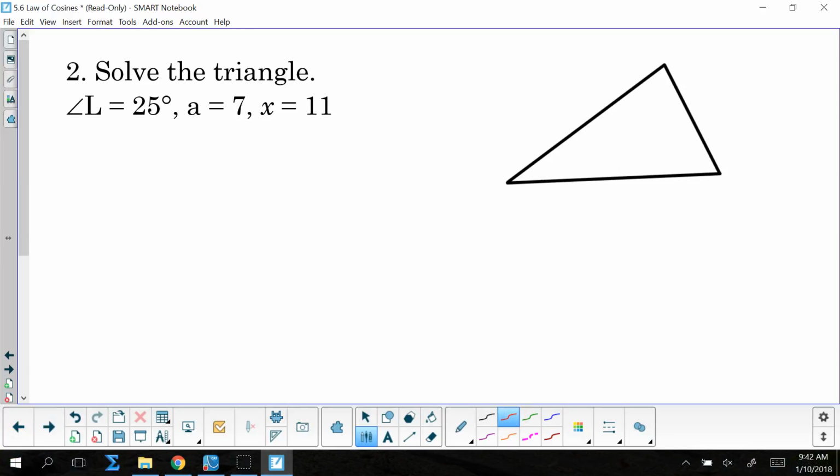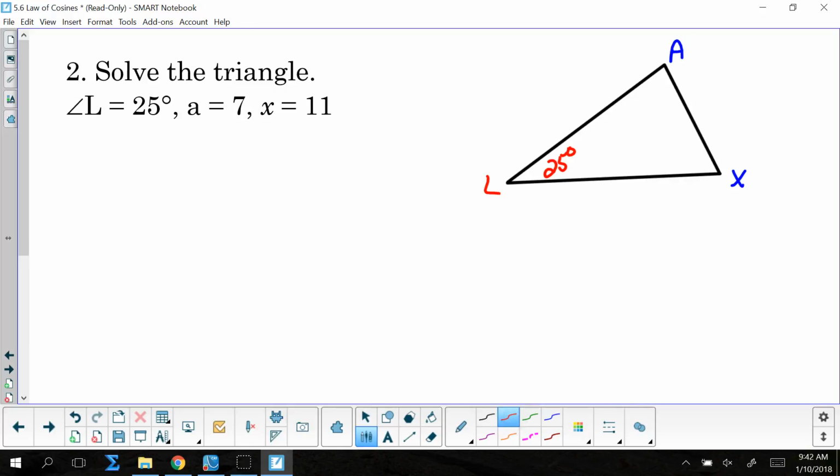Alright, so if this is angle L, it's 25 degrees. And then this is angle X, and this is angle A. The reason, you know who came up with this example? That Mr. Roth guy. Lacrosse. Yeah, exactly. Okay?